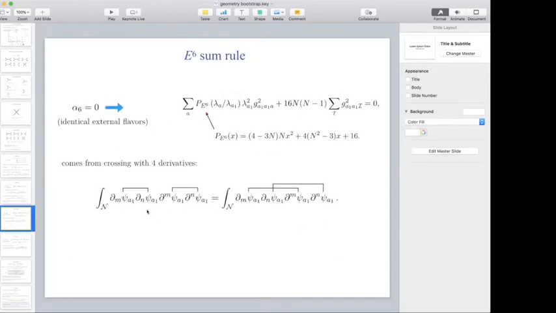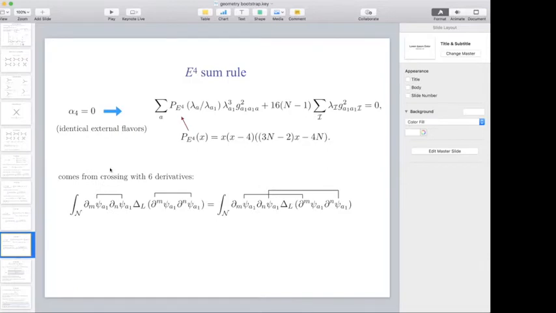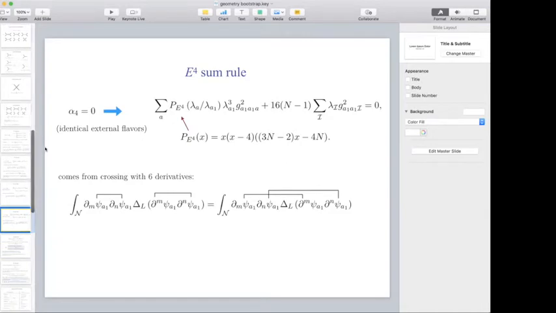Okay, so now we can go down. If we look at the E to the sixth sum rule, that comes from a crossing relation now where we insert 4 derivatives. And then if we look at the E to the fourth sum rule, this now comes from a crossing relation where we insert 6 derivatives. So let's look at this. This is some non-trivial relation that now has to be true that involves the Lichnerowicz eigenvalues as well as the couplings.